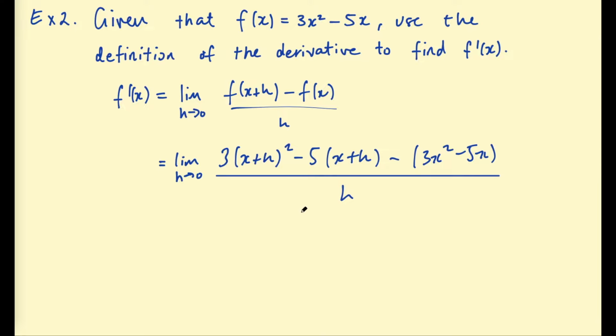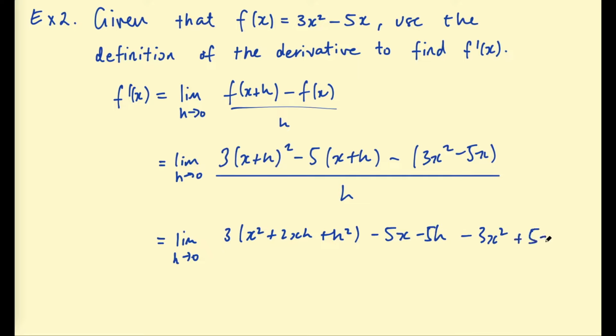So let's continue with this example. We're going to expand all of the brackets. So this is going to be 3 times x squared plus 2xh plus h squared, take 5x, take 5h, take 3x squared plus 5x, all over h. Okay, let's see what we can cancel. So we have a negative 5x and a positive 5x. We're going to have a 3x squared here and a negative 3x squared. So what are we left with?